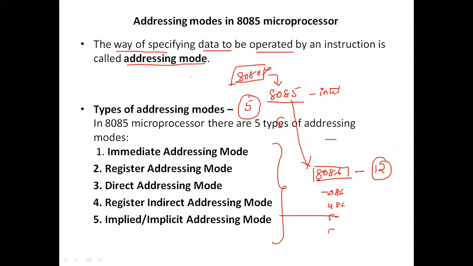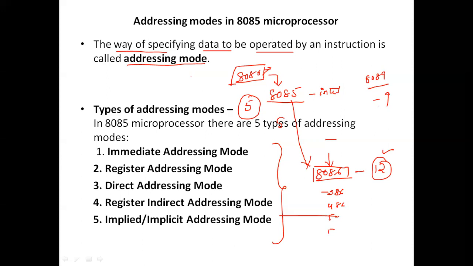As I said before, when it comes to the 8086 microprocessor, we have nearly 12 addressing modes. Like that, when we take the 8089 microprocessor, we have 9 addressing modes. It doesn't mean that we need the same number of addressing modes for every microprocessor. Depending on the microprocessor we use, the addressing modes differ from one microprocessor to another. That is the basic introduction of 8085 addressing modes.